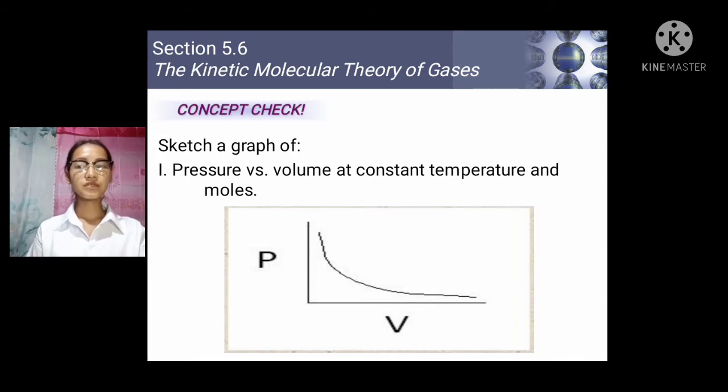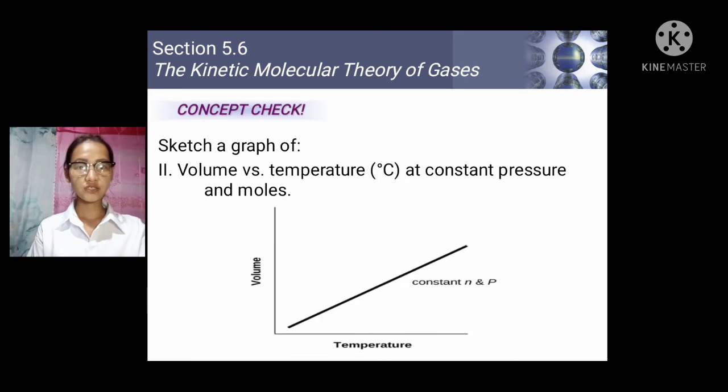Next, volume versus temperature in degrees Celsius at constant pressure and moles. This is the sketch of volume versus temperature in degrees Celsius at constant pressure and moles. The graph states that the volume of a gas is directly proportional to its temperature when pressure is constant. The ratio of the volume to temperature is constant when pressure is constant. This relationship is known as Charles' law or Gay-Lussac's law.